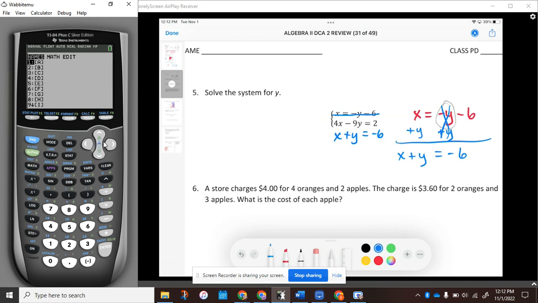You hit second, matrix, you look for RREF. That's this one right here. And then you go through and hit alpha, zoom. This time we're not going to have 3 rows. How many rows are going to be in this? 2 rows. And how many columns? 3 columns this time.